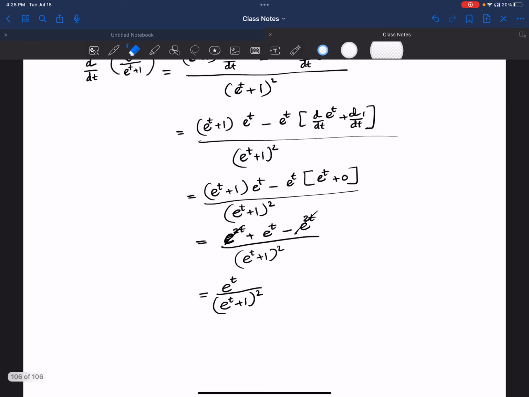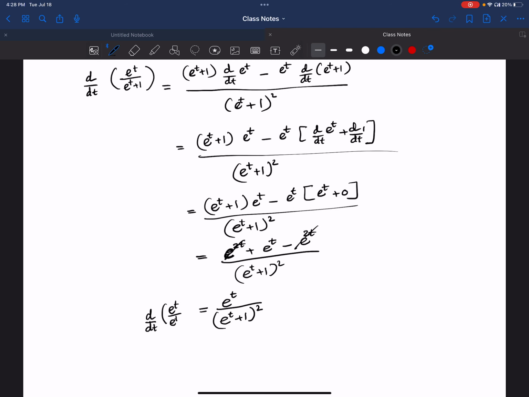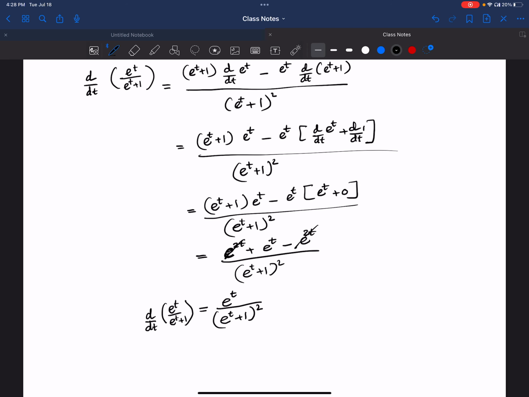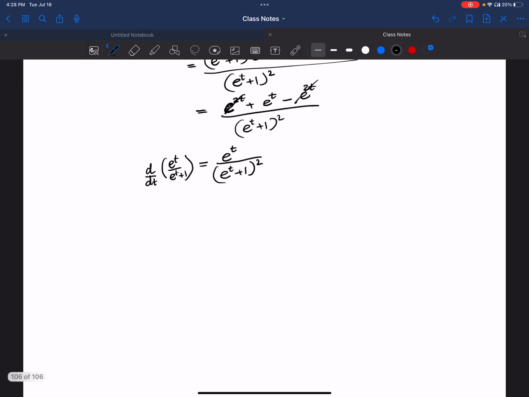That's d over dt of e to the power t over e to the power t plus 1. And I can also use the product rule and chain rule and solve that. If I directly use the product rule and chain rule, I'll show you quickly. This is d over dt of e to the power t divided by e to the power t plus 1.